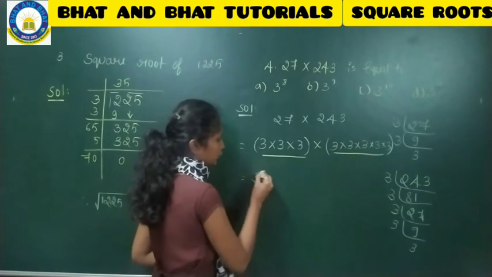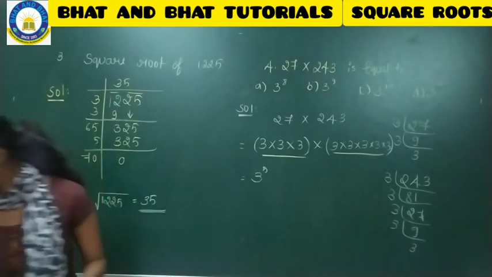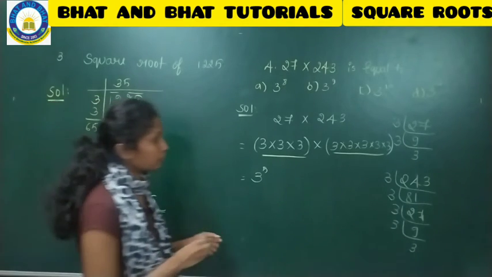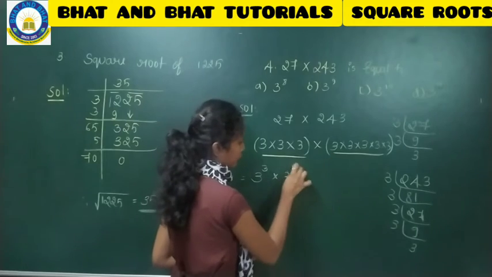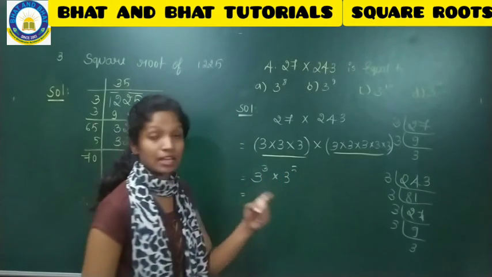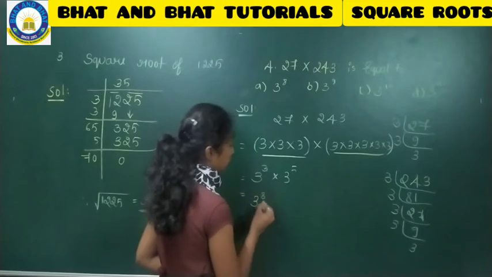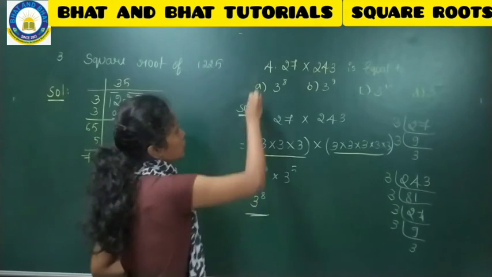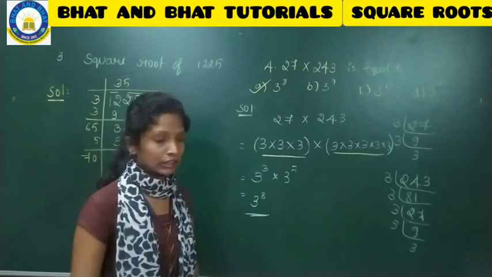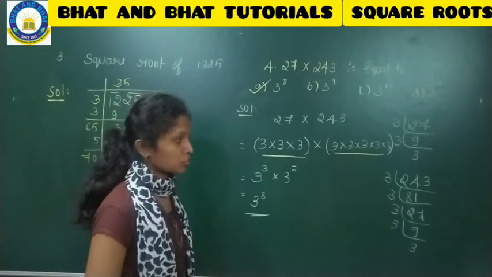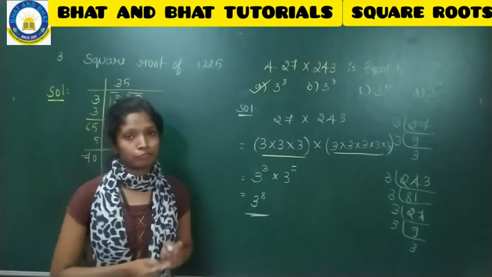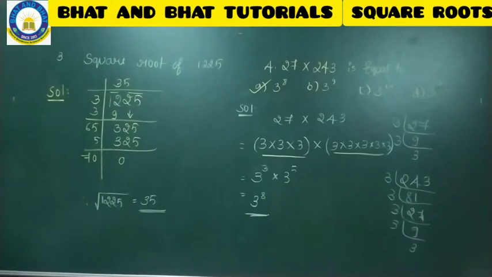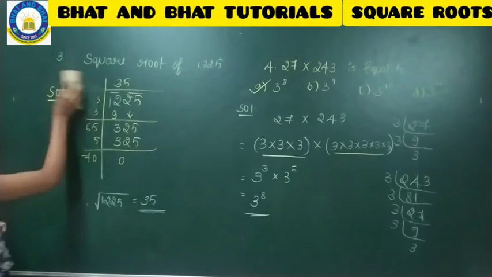Now 3 to the power of 3 into 3 to the power of 5, so 5, 6, 7, 8. So now 3 to the power of 8 is your answer. So option A is the correct answer. So this is how you are going to solve these kinds of problems. So now you can copy down problem number 4. Copy down. Yes, we'll just move on to the next problem.